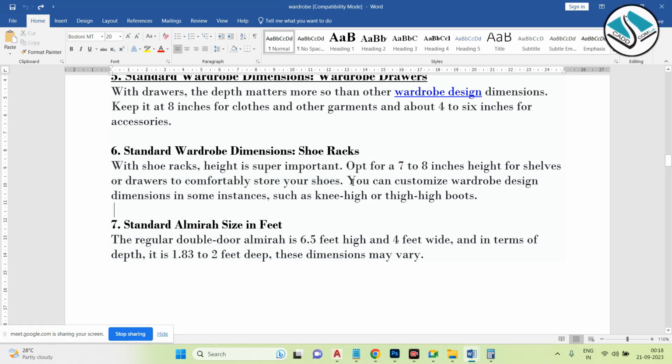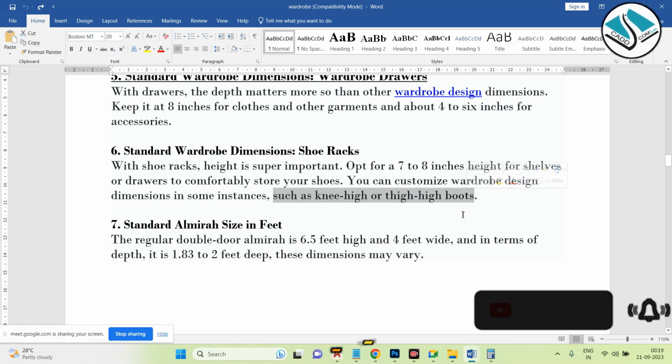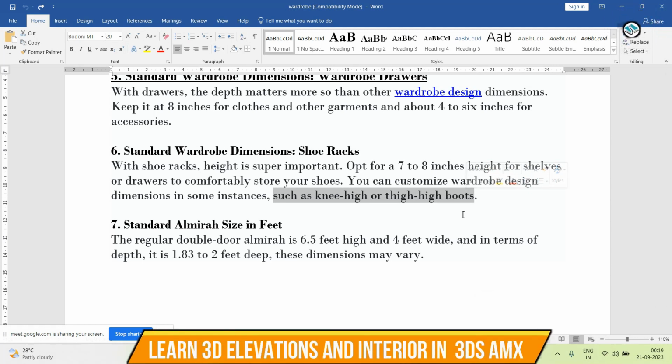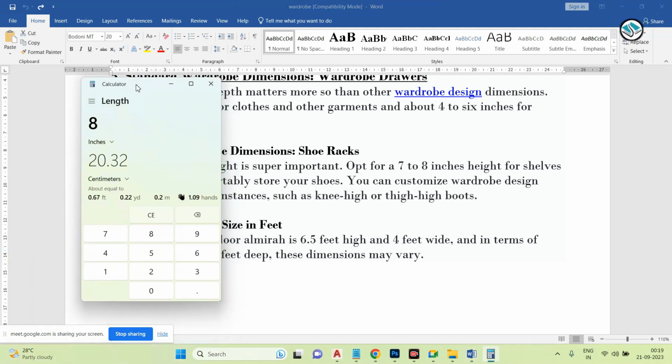And one point is very important. You can customize wardrobe design and dimension in some instances, such as knee height, thigh height boots. Last time I told you that all dimensions depend on the standard and on the requirement of the client. So here you can see this pointer saying that you can mention any height, such as knee height, thigh height boot, depending on the shoes. But the standard is 15 to 20 centimeters.